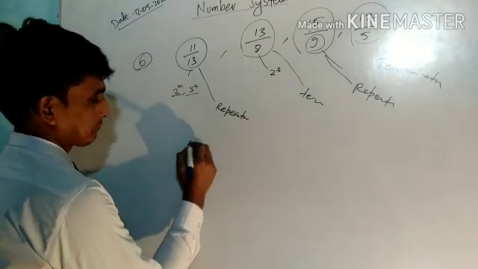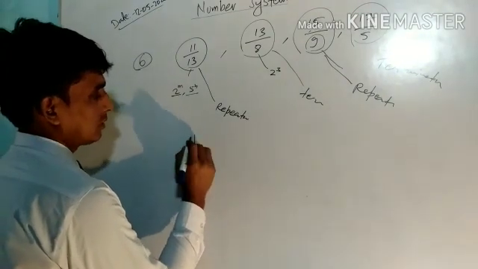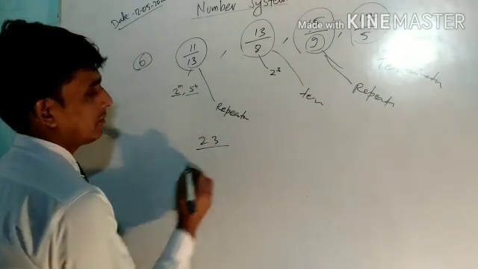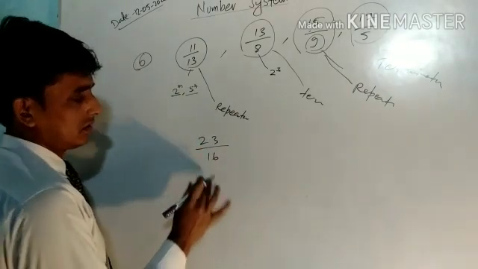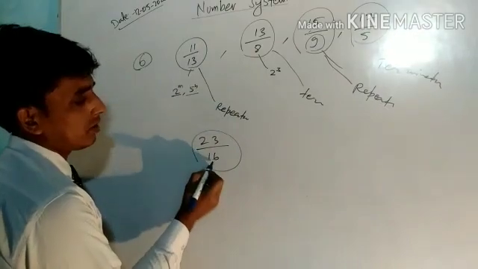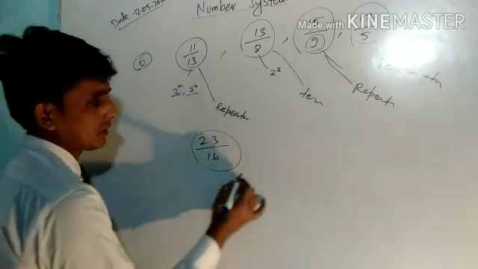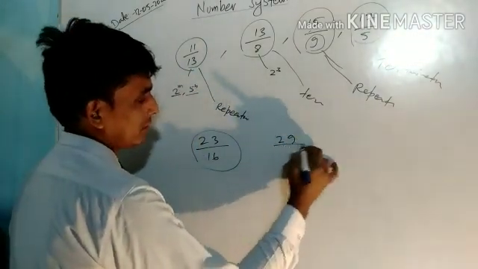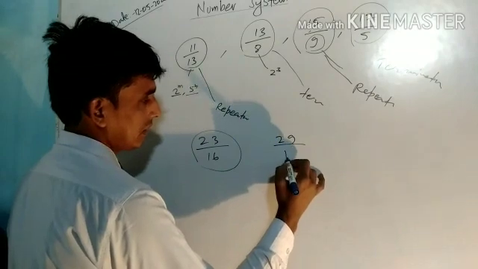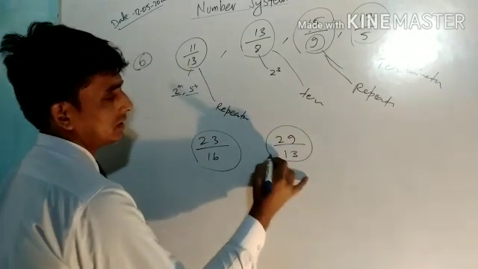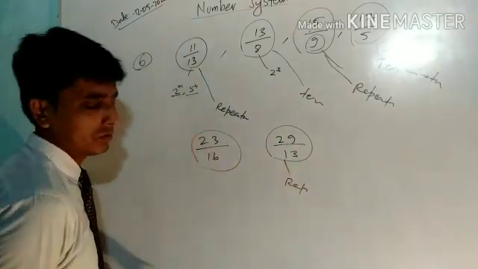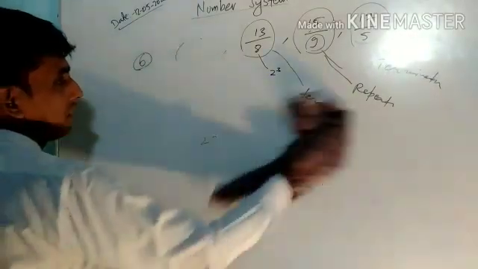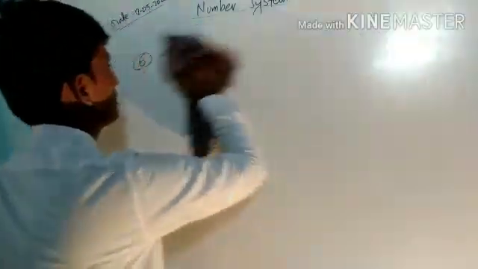So you can write any number, large number. If you are writing 23 by 16, this is also a terminating type decimal because 16 is the power of 2. If you are writing 29 upon 13, this is a repeating type decimal expansion because 13 is not in the form of 2 to the power m. You can write as many numbers as you want.